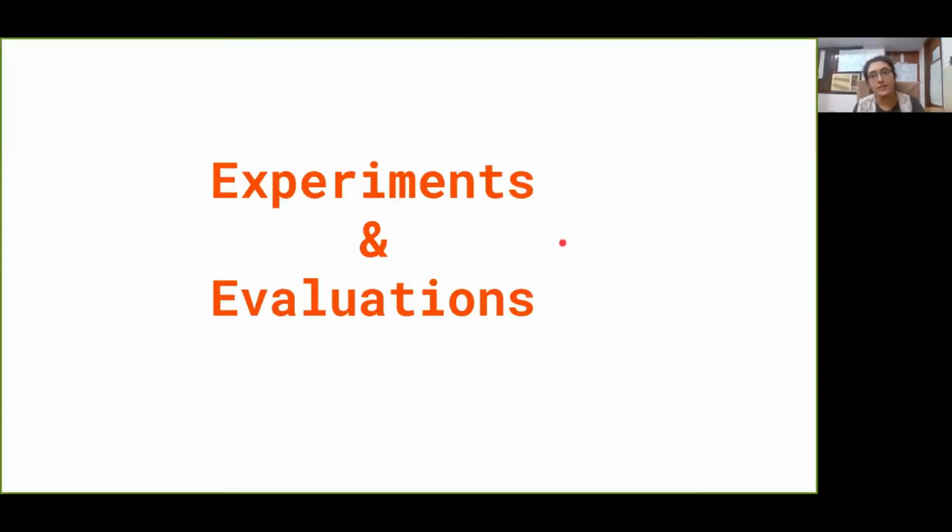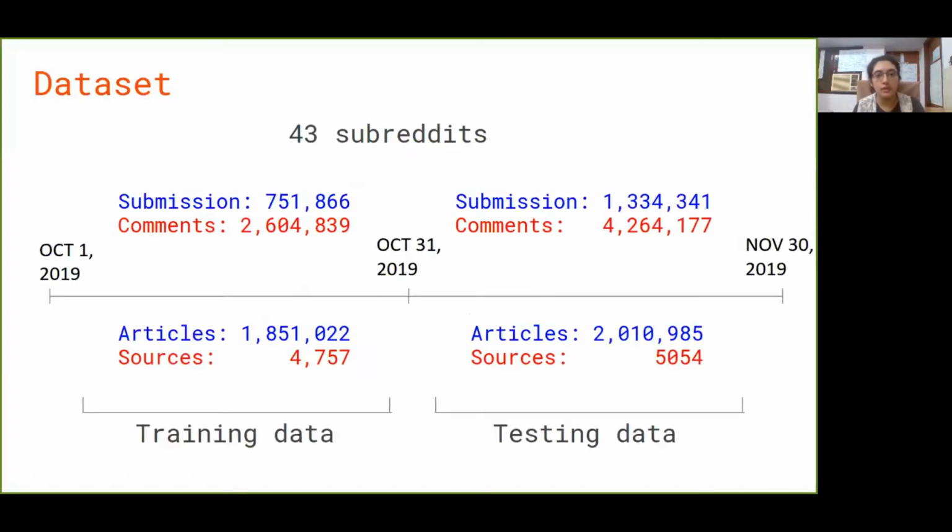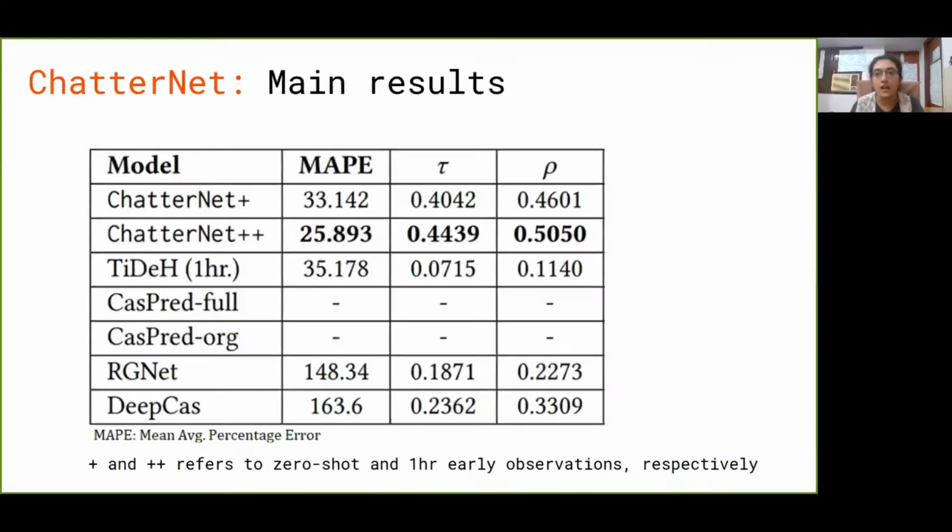Now let's talk about some of the results we obtained from our proposed model. To begin with, we make use of 43 subreddits for the months of October and November 2019, using them as training and testing data respectively. In addition, the news articles for the months of October and November were crawled from the web. Now, we see that for this given data, ChatterNet at zero shot performs as well as the existing baseline with 1 hour of observation window.